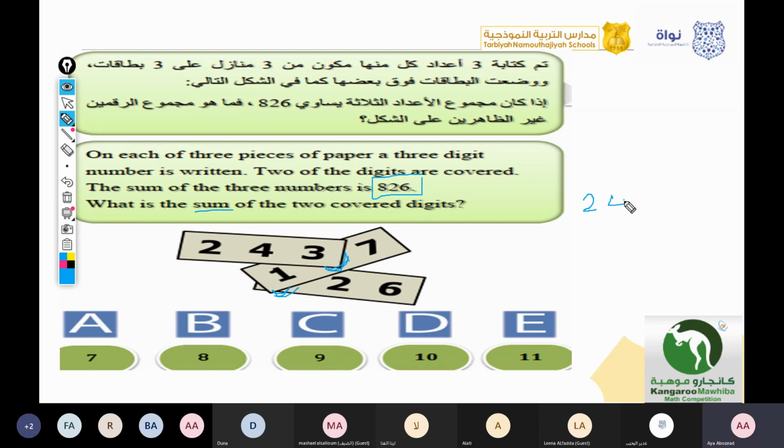Only you have 243. And here you will find a 7 missing number. And here you will find a 1, 6, and 2 missing number. The sum of all of this is going to be 826. So what will be the total of the 2 missing numbers? I'm waiting. You can just try, and after that, we will solve together.